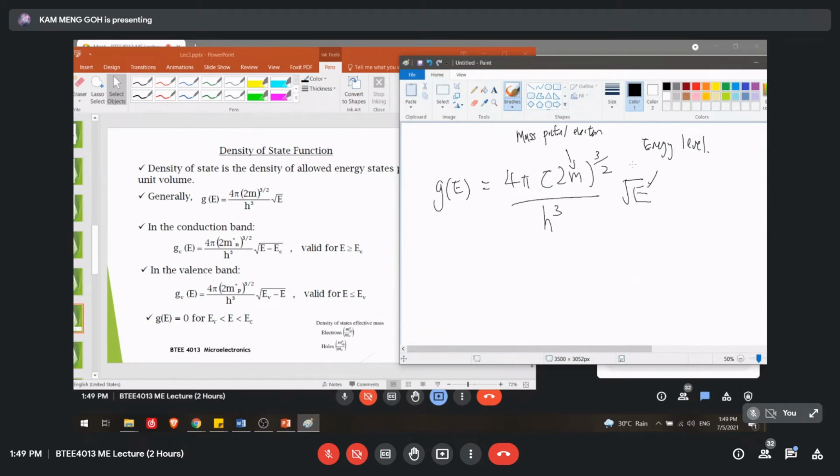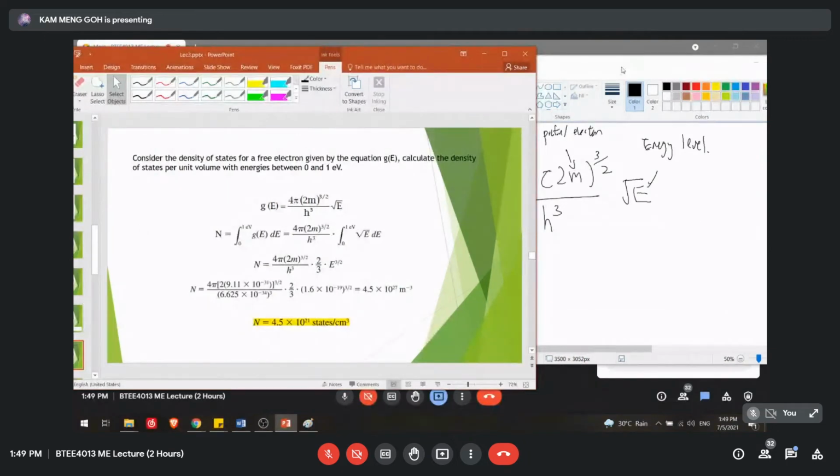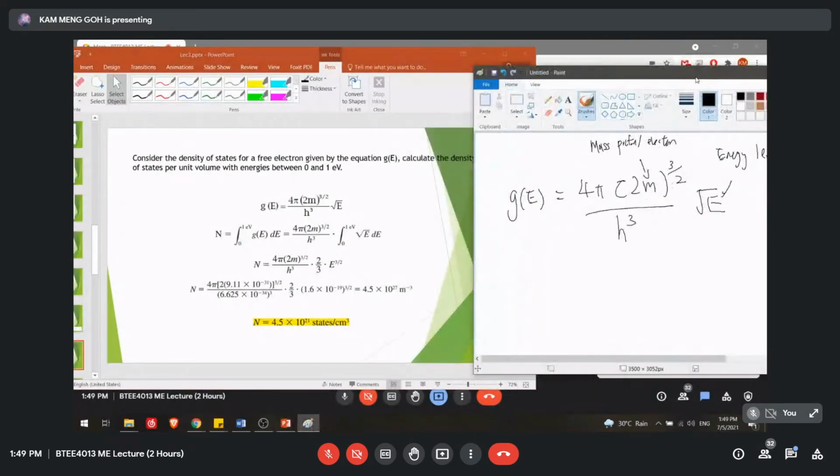Normally the question will ask you to do something in this way. This one asks: consider the density of states for the free electron given by the equation. Calculate the density of states per unit volume with energy between 0 and 1 eV. In order to do this, you need to do the integration: N equals the integral of G dE, between 0 and 1 eV.